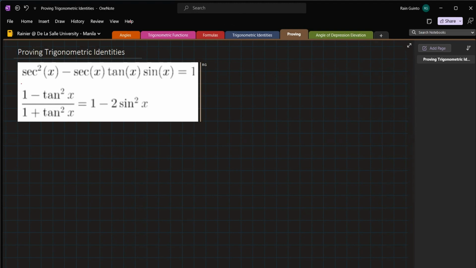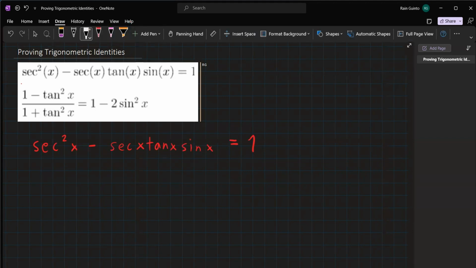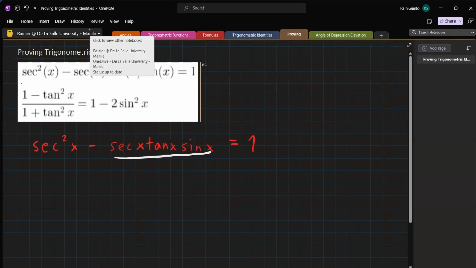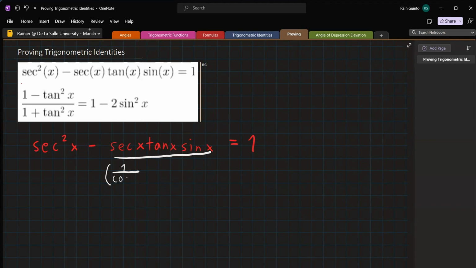The first problem says that we need to prove that secant squared x minus secant x tangent x sine x is equal to 1. So from here, let's just start with trying to simplify this part. We know that secant x is equal to 1 over cosine x, and tangent x is equal to sine x over cosine x.